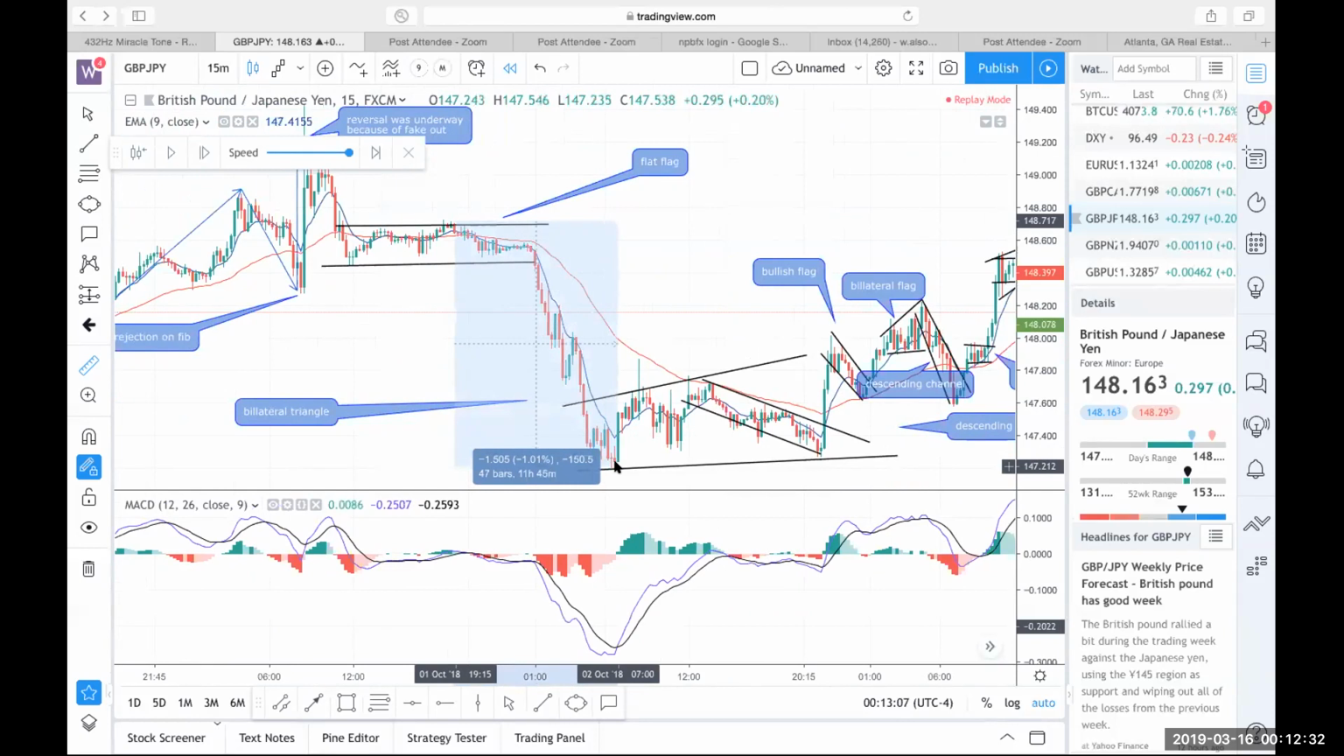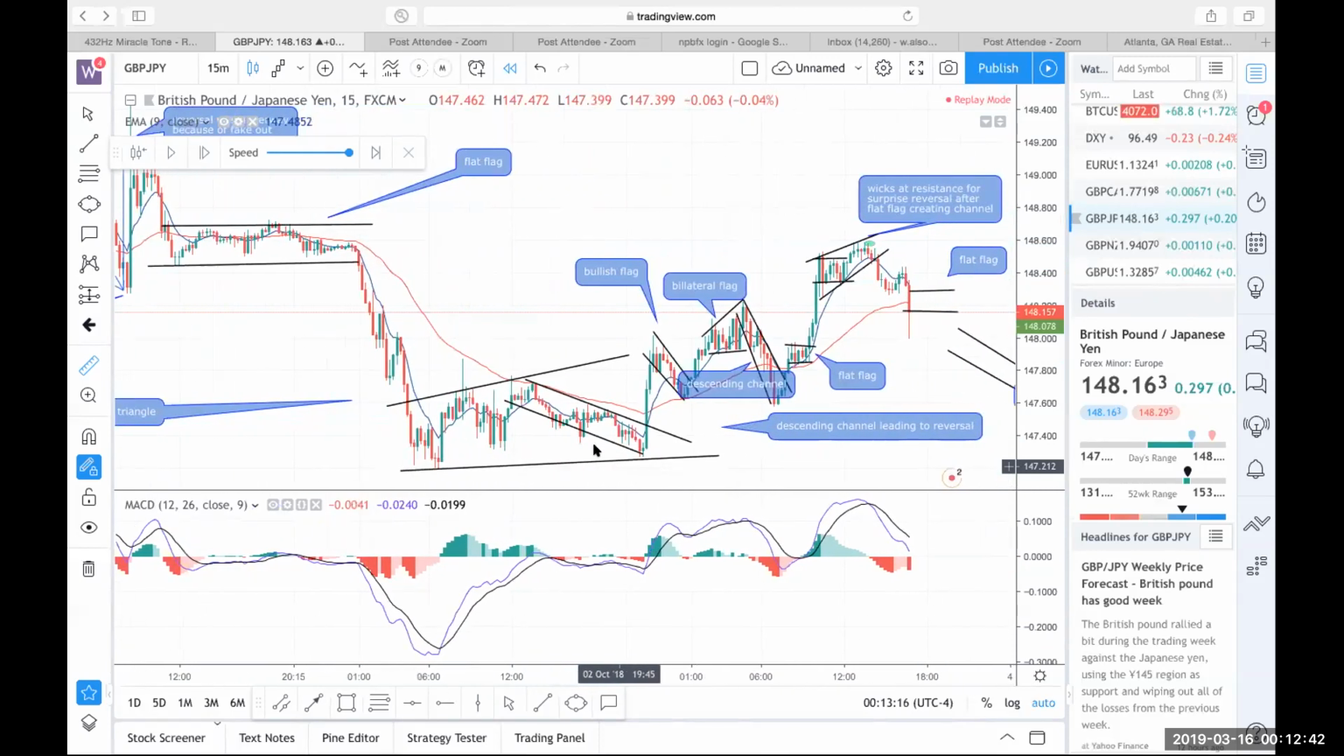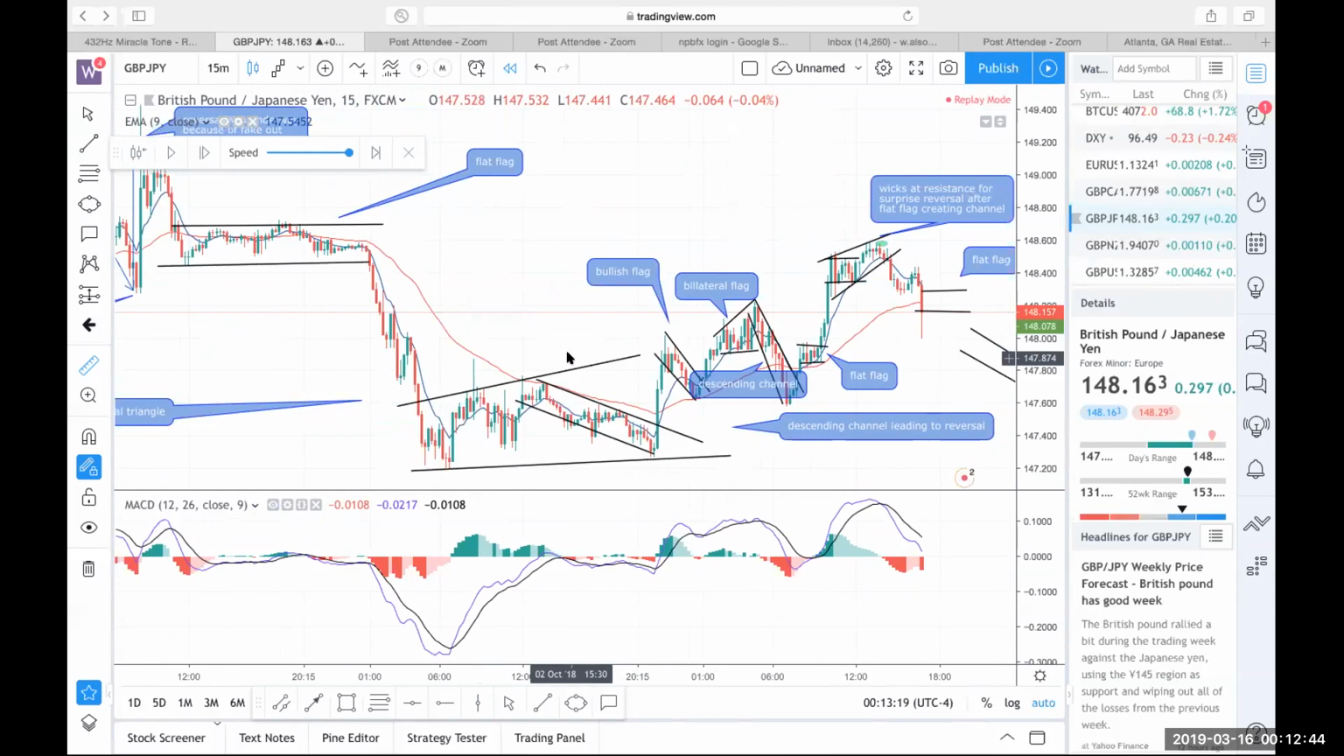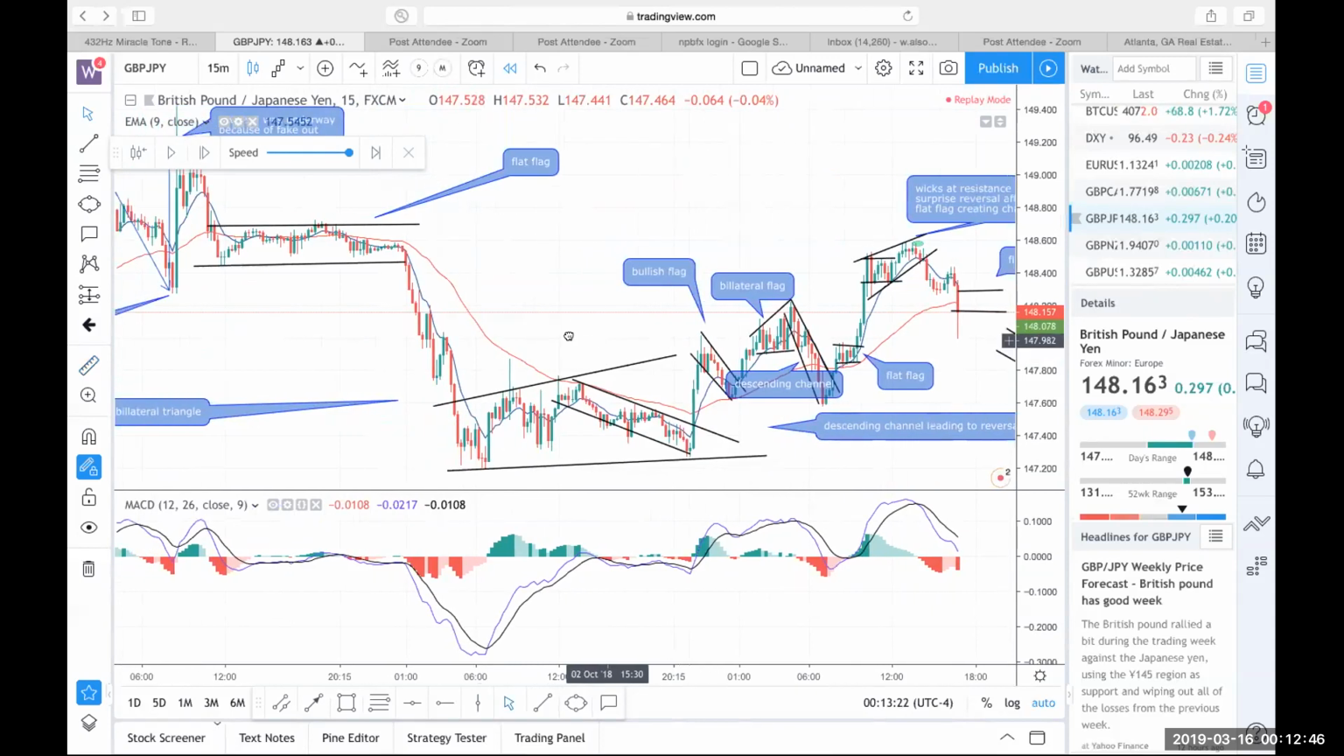Yep, indeed. Is there such a thing as a stop hunt? Yes. As a matter of fact, stop hunts are typically at supply and demand zones. Say that again. They happen mostly at supply and demand zones.